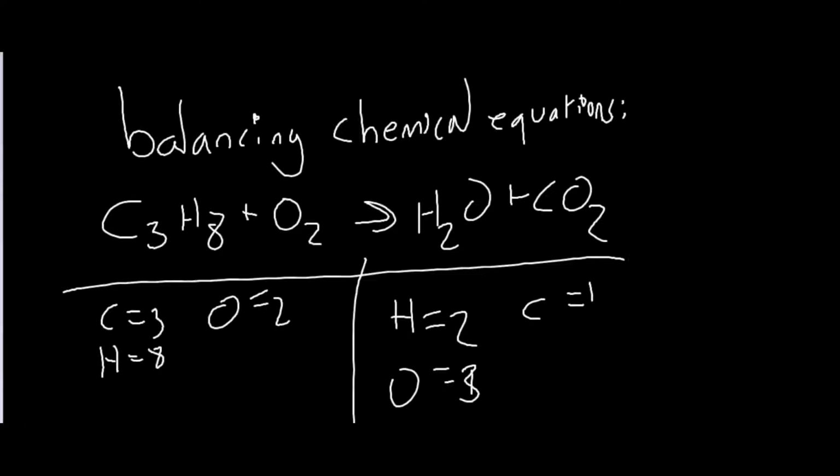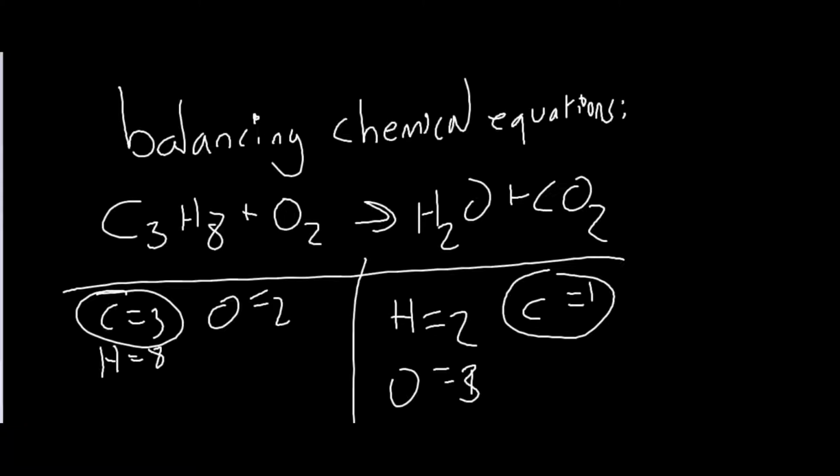So basically, balancing, you're going to be multiplying each of these by a certain number. So for example, I could multiply this C3H8 by 2, and then I'll have 6 and 14 carbon and hydrogen respectively on the reactant side. But I'm going to focus first on carbon because carbon is only in one compound on each side, so that'll be a bit easier to balance.